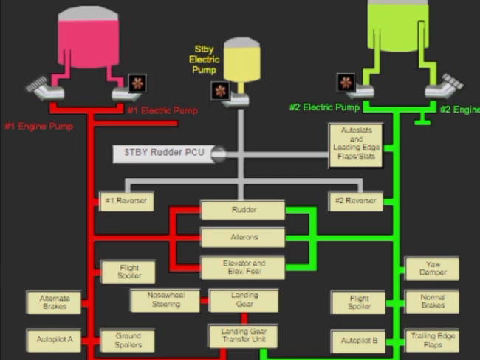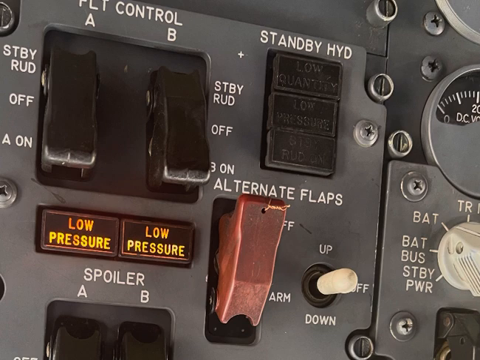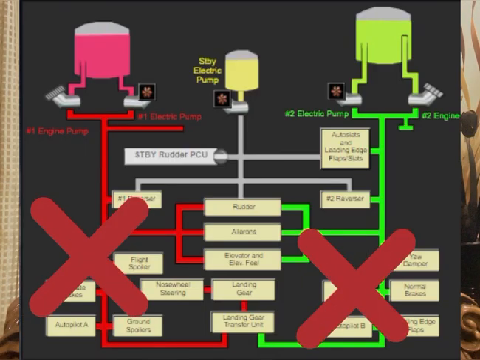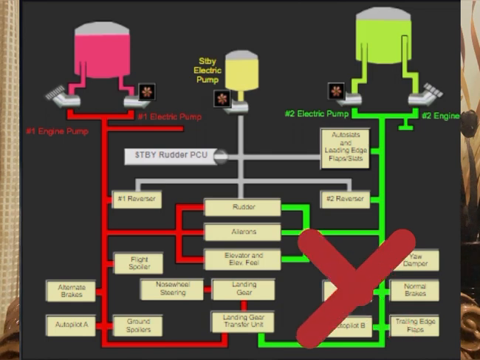But if both flight control low pressure lights illuminate, this is a clear indication that we lost both hydraulic systems. In this case, both switches should be moved to the standby rudder position based on the non-normal checklist. Ailerons and elevators will be moved by manual reversion, and the rudder will be moved by the standby hydraulic pressure.